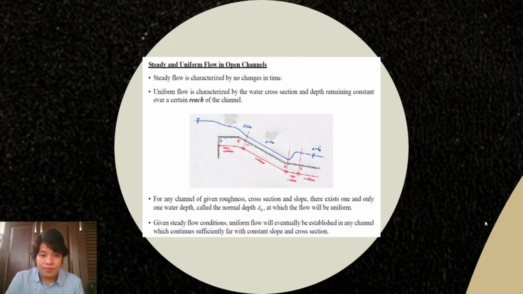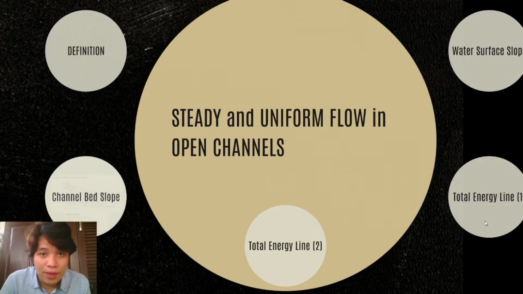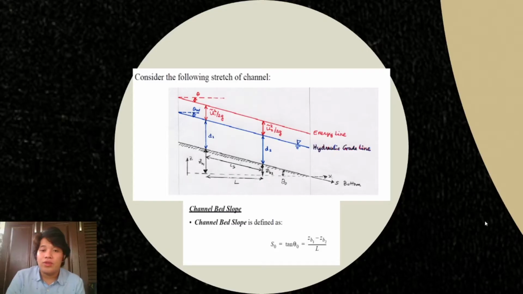Next we go to the channel bed slope. Considering the following stretch of channel, as we can see in the figure, there are the energy grade line, the hydraulic grade line, and the bottom or the bed slope. The channel bed slope is defined as S0 equals tan theta equals ZB1 minus ZB2 over the length.